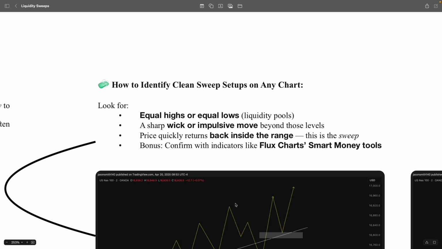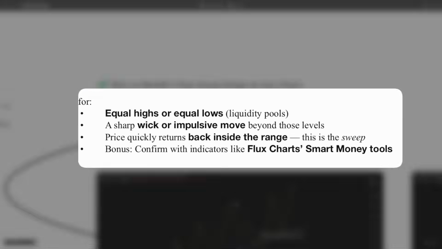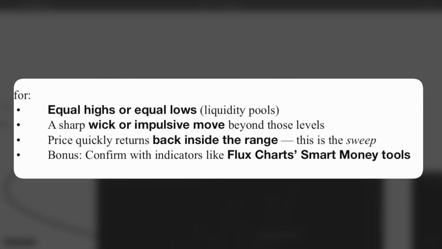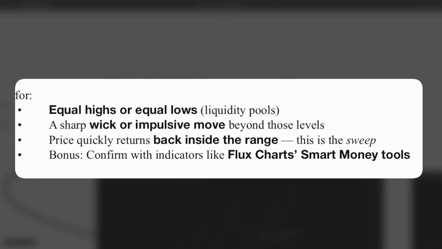Alright, so how to identify clean sweep setups on any chart. Now what we need to look for: equal highs or equal lows, a sharp weak or impulsive move beyond those levels, price quickly returns back inside the range, and bonus, we confirm with indicators like Flux Charts, smart money tools.